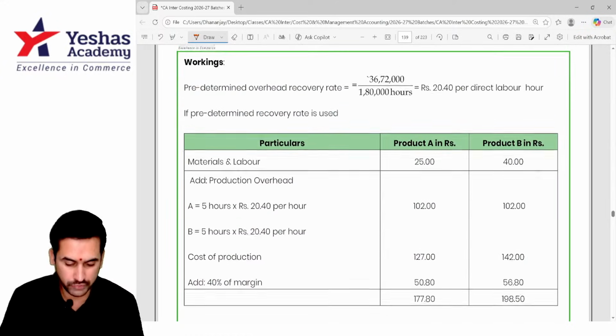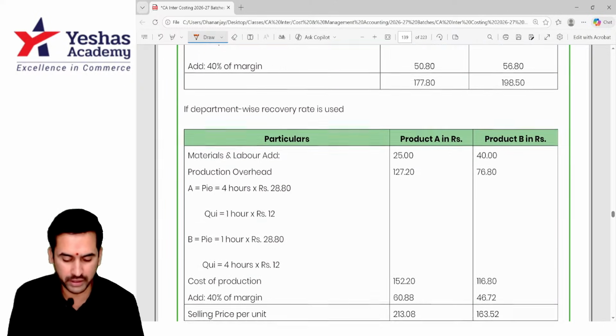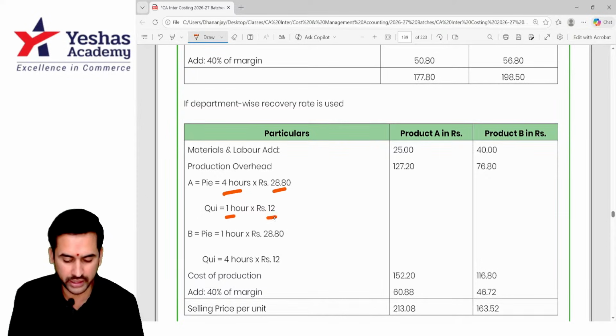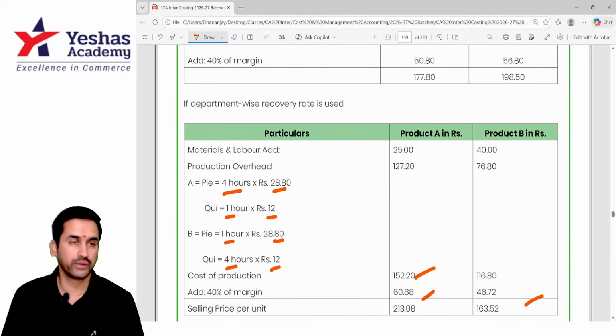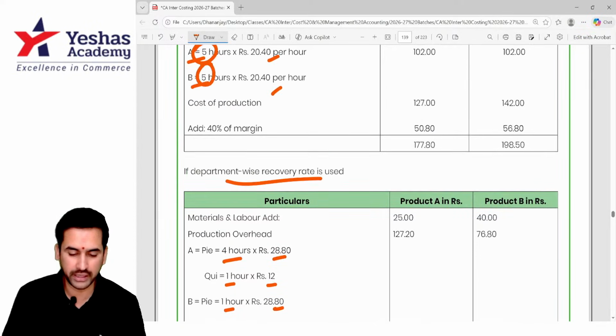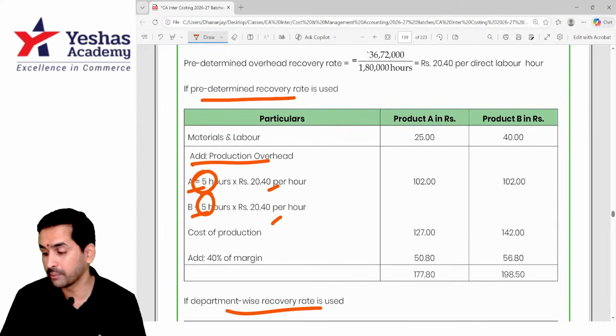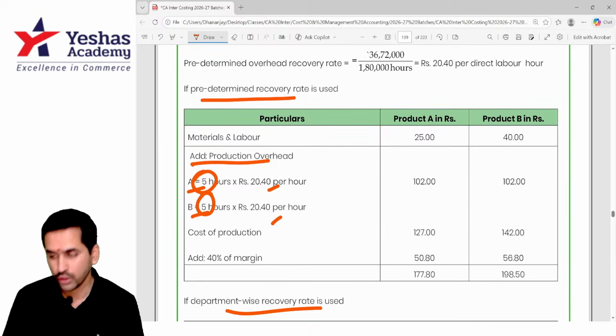This will be easy. If you use one rate for the full company, you have to do 4 plus 1, 1 plus 4, 20.4. But if you use department wise, 4 into 28, 1 into 12, 1 into 28, 4 into 12, and then add, you will get it. This is the easy part of the question. You will not need my help. They have written department wise separate rate, one company, one rate. Same material cost, labor cost won't change, only overhead will change. Okay.